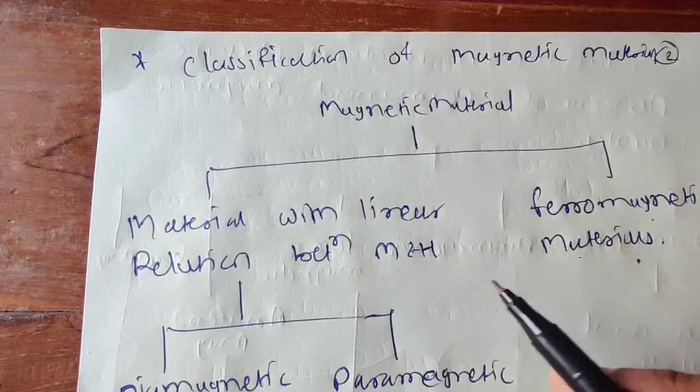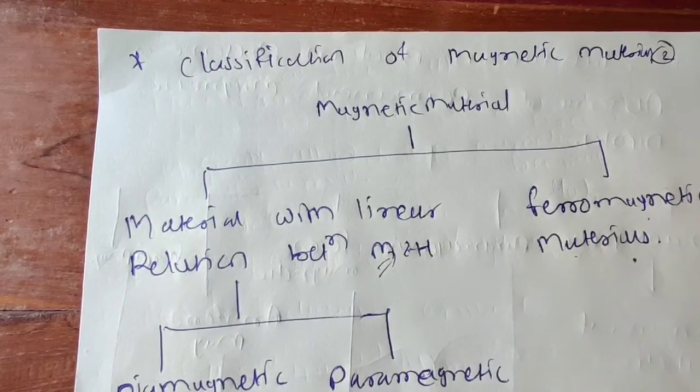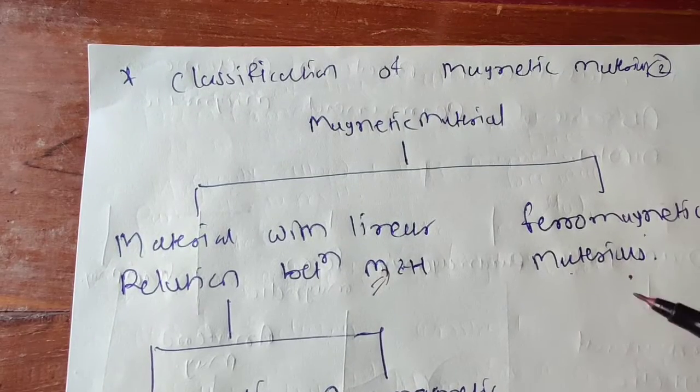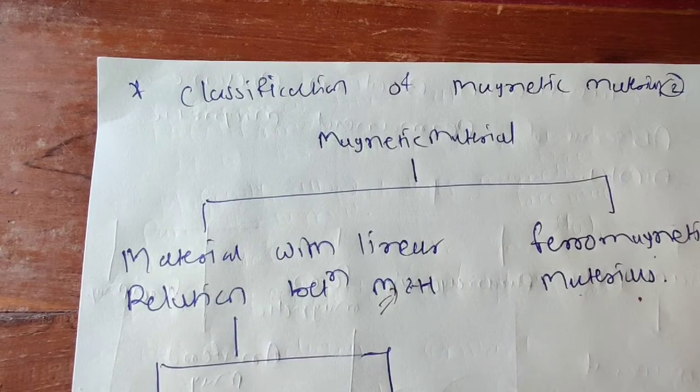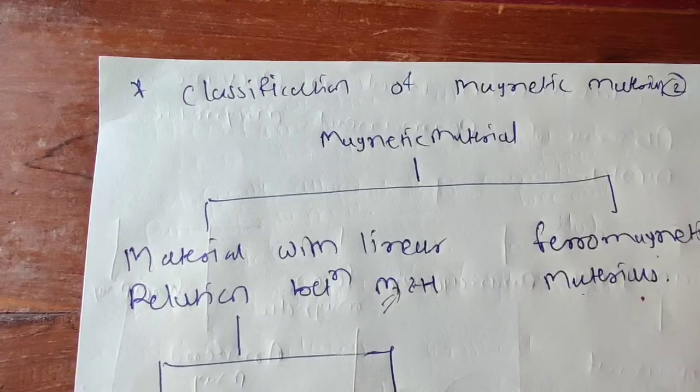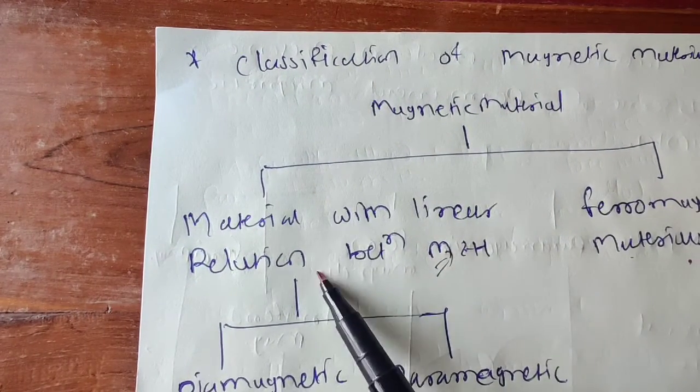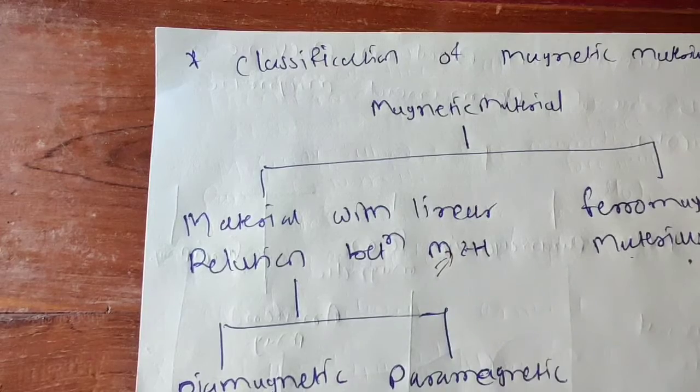M is nothing but the magnetization and H is the magnetic field strength. If the material has a linear relation between magnetization and magnetic field strength, that is one part, and the second one is ferromagnetic material. Material with a linear relation between M and H again classifies into diamagnetic material and paramagnetic material.